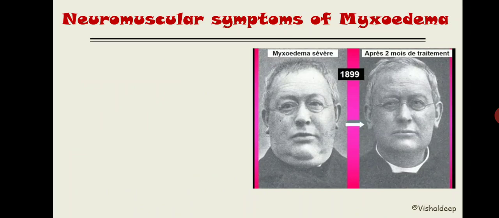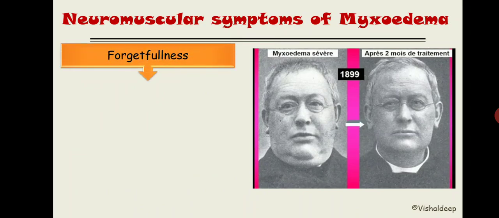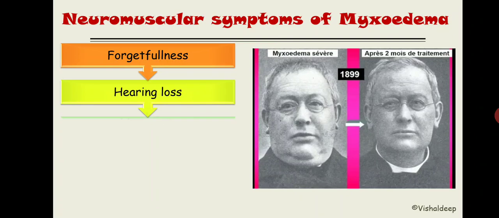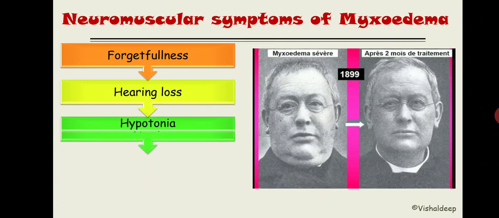If there is hypothyroidism, there is a problem with the cortex. That problem is forgetfulness. The person frequently forgets. A problem with the cochlea is known as hearing loss. And finally, a problem with the basal ganglia gives conditions like hypotonia and ataxia. Right, so it is very simple to remember the neuromuscular symptoms of myxedema if you understand that there is a problem at three levels: the cortex, the cochlea, and the basal ganglia.